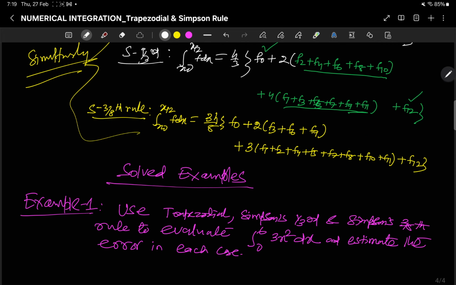So now you are asked an example. Use trapezoidal rule, Simpson's 1/3 rule and Simpson's 3 by 8 rule to evaluate this integral. Evaluate this integral I equal to this and estimate the error in each case.